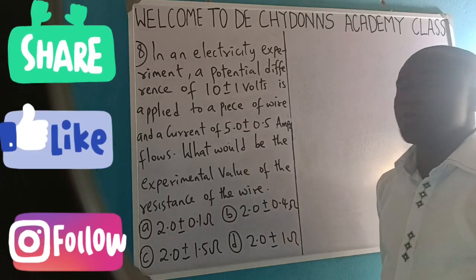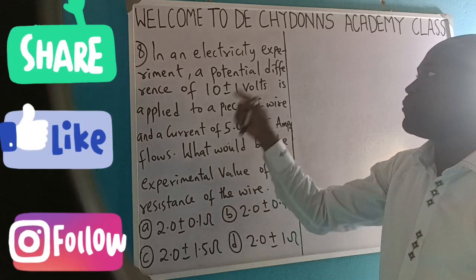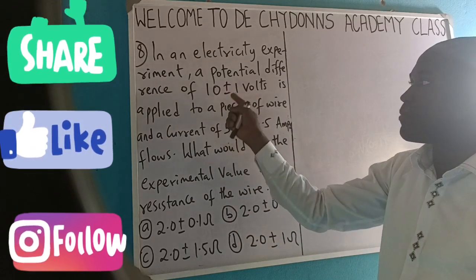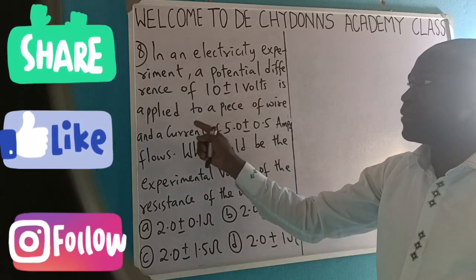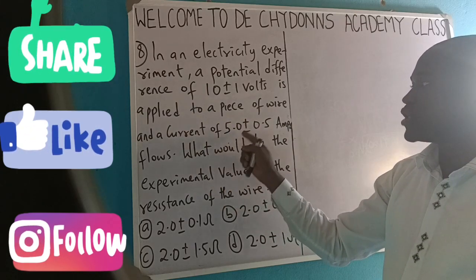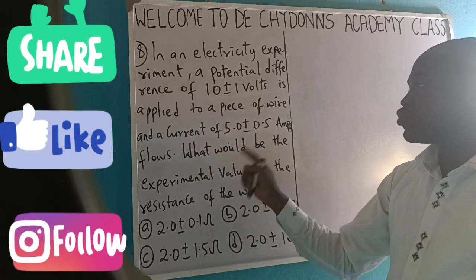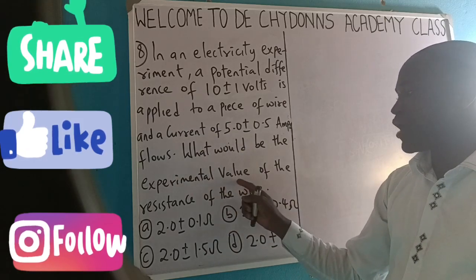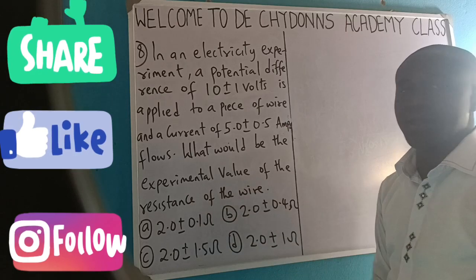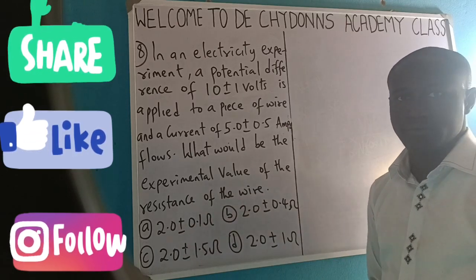Let's solve question number 8. In an electricity experiment, a potential difference of 10 plus or minus 1 volts is applied to a piece of wire and a current of 5.0 plus or minus 0.5 amps flows. What will be the experimental value of the resistance of the wire? A, B, C, and D.